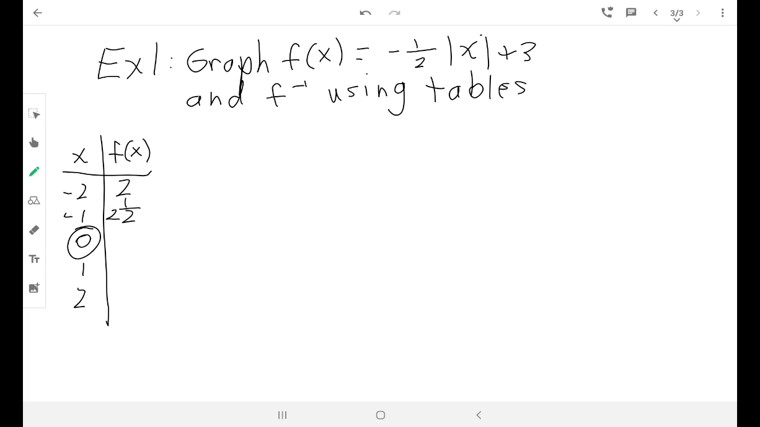0 is always an easy one. Plug in 0 for x, and you get the absolute value of 0 is 0. 0 times -1/2 is still 0. 0 plus 3 is 3. So there's that one. When I plug in 1 for x, that's the absolute value of 1, which is still 1. The absolute value of anything is the positive value of that thing. -1/2 times 1 is -1/2. -1/2 plus 3 is 2.5. Then I'll plug in 2, and the absolute value of 2 is 2. -1/2 times 2 is -1. -1 plus 3 is 2.